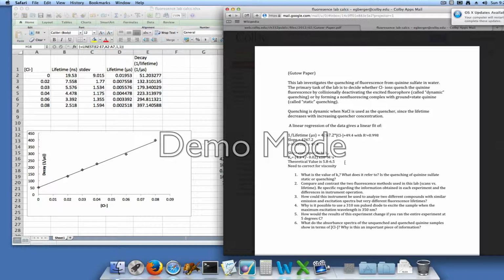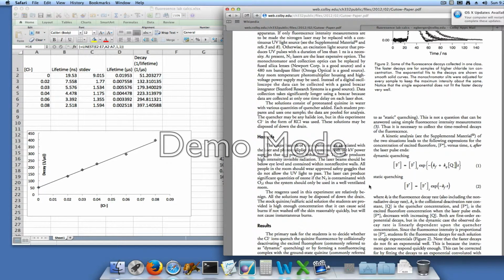The theoretical value from the Gutau paper is 5.8 to 6.5, so we are on the same order of magnitude, but still kind of considerably off. And what does this value refer to? Well, it refers to the value of the KQ right here. It is the collisional deactivation rate constant, which basically describes the effect that the quenching concentration has on the decay rate.